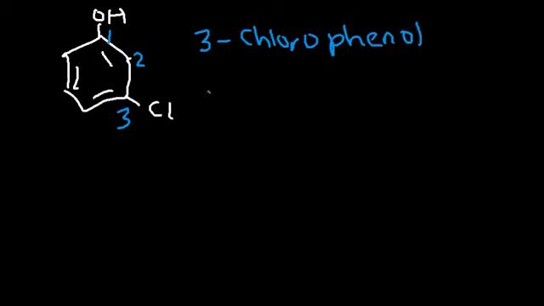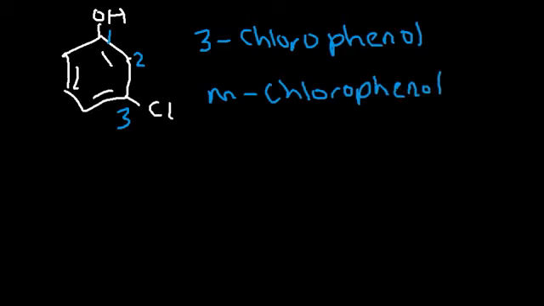So let's say we wish to name this compound. Now, the parent name is phenol. So we're going to make this carbon 1. This will be carbon 2, carbon 3. So this is called 3-chlorophenol. Now, it's also known as meta-chlorophenol.